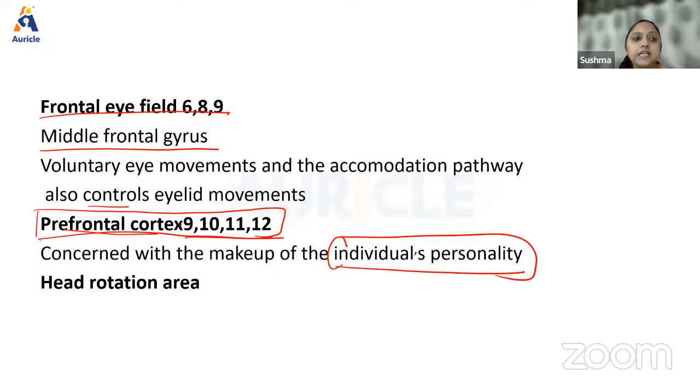If there is any injury to the prefrontal cortex, the person becomes extremely aggressive. They throw things, they are hysterically laughing. And if you talk to the attenders, they'll tell you, this is not how my father was. This is a completely different person. We don't know who this person is. So all of the personality traits that we have are formed or controlled in the prefrontal cortex.